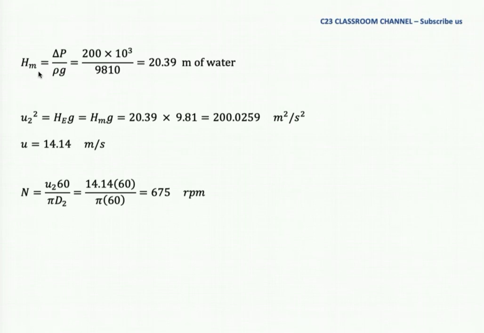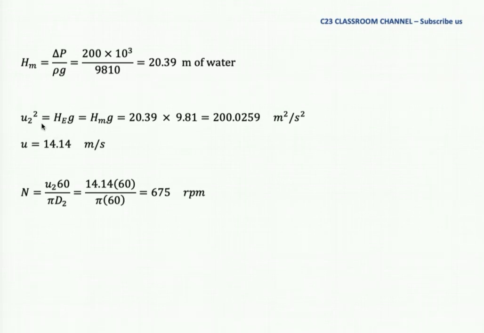Manometric head can be calculated by using delta P over rho g. We already discussed this in the previous lesson. So we have the delta P, or pressure difference across the suction and delivery pipes, of around 200 kilopascal. So we need to change kilo into times 1000 here. Divide by rho g, and we have manometric head equal to 20.39 meters of water.